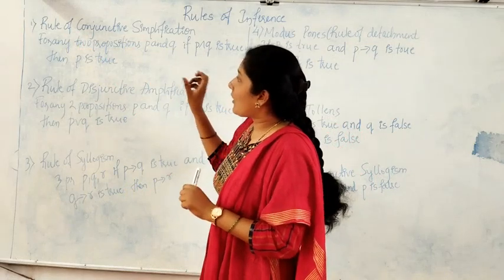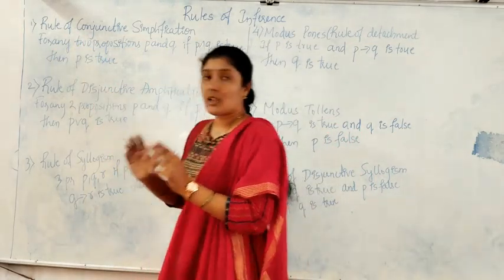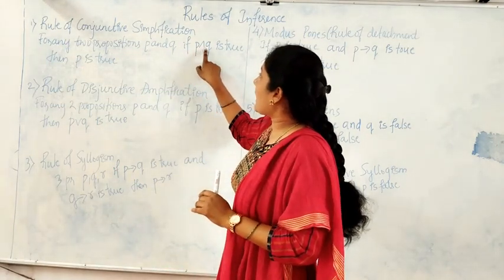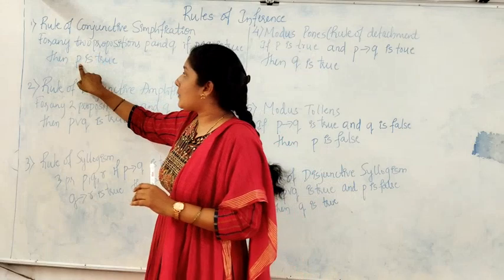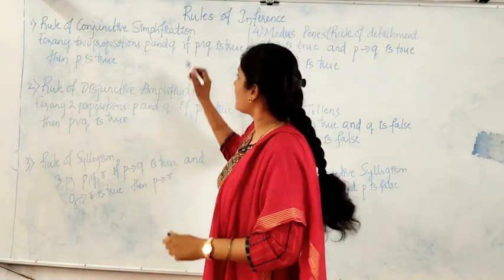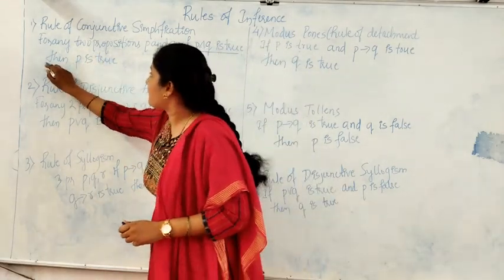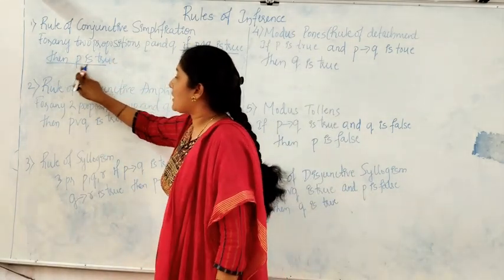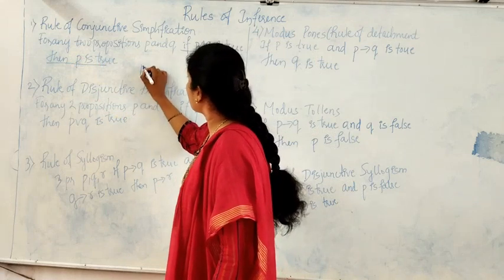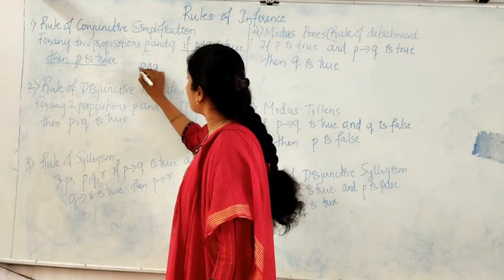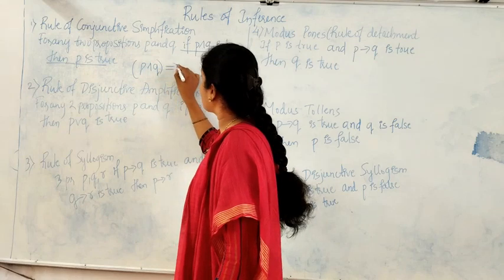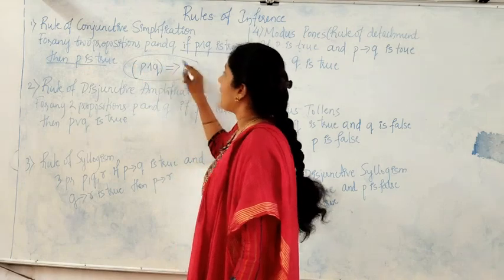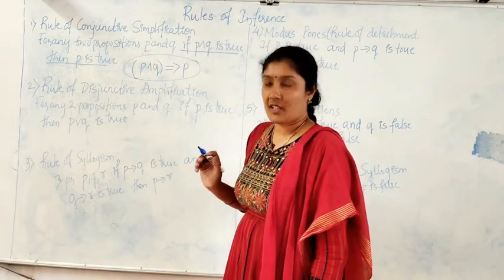According to this rule, consider any two propositions P and Q. If P and Q is true, then P is true. This is the thing you need to remember. If P and Q is true, then P is true. That means, how to write this? If P and Q is true, it implies that P is true. So this is the rule of conjunctive simplification.